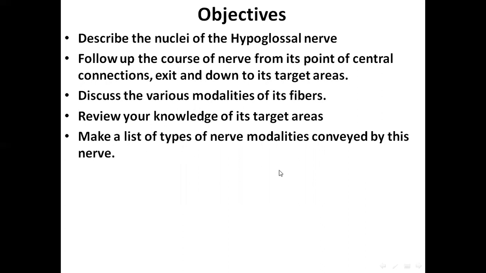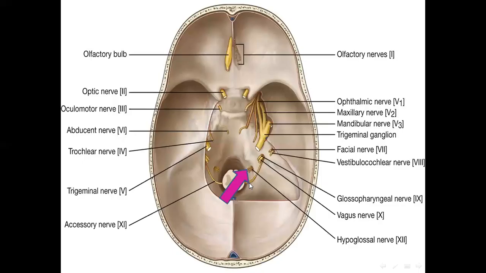Make a list of types of nerve modalities conveyed by this nerve. Now see here, this is the cranial cavity, right? We are finding anterior cranial fossa, middle cranial fossa, and the posterior cranial fossa. So in the posterior cranial fossa, we are finding there is a canal called the hypoglossal canal. Through that hypoglossal canal, you will see the hypoglossal nerve comes out.